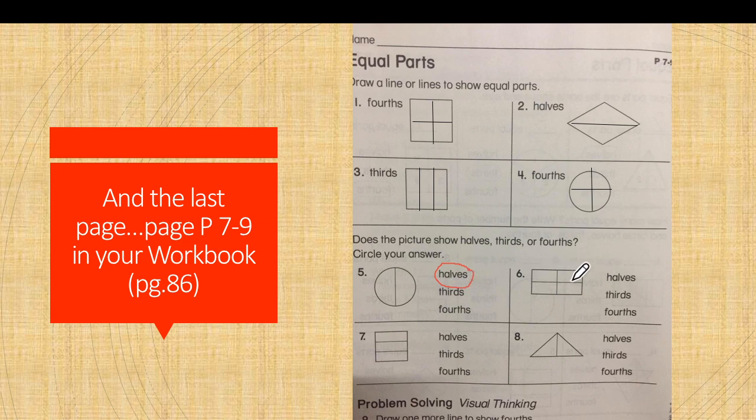We have a rectangle. It has 1, 2, 3, 4 equal parts. What do we call 4 equal parts? Halves or thirds or fourths? Fourths. Well done. And here we have 1, 2, 3. 3 equal parts. What do we call 3 equal parts? Halves or thirds or fourths? We call them thirds. And here we have a triangle divided into 2 equal parts. What do we call 2 equal parts? We call them halves.